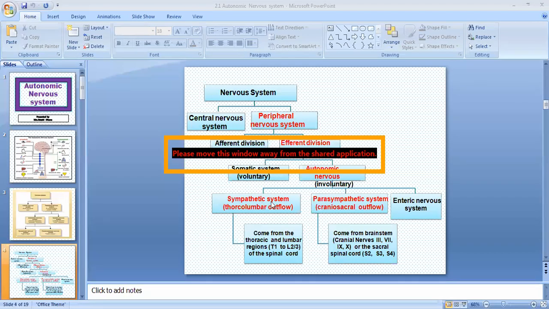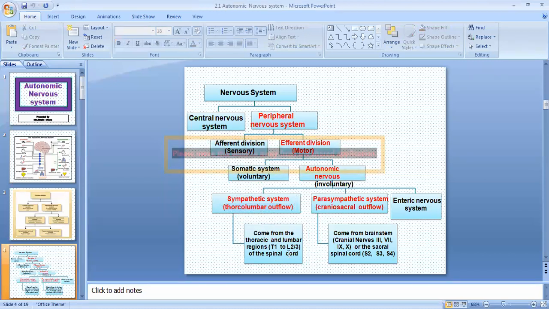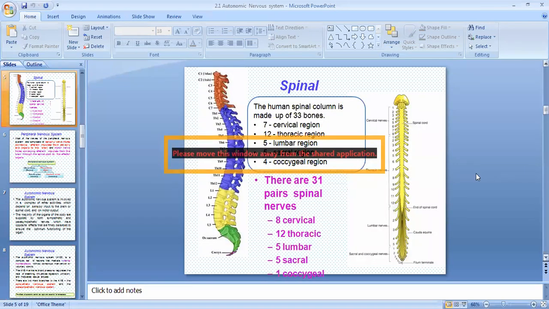And the responses which are given by the sympathetic nervous system, this is also known as thoracolumbar outflow. Why is it known as thoracolumbar outflow? Because the nerves originating from the thoracic region and lumbar region are involved in giving the response of the sympathetic nervous system.